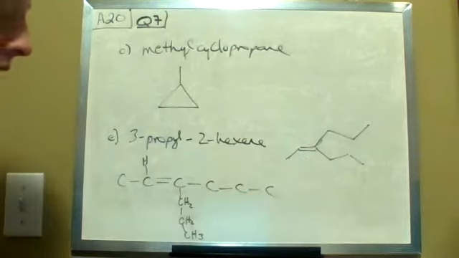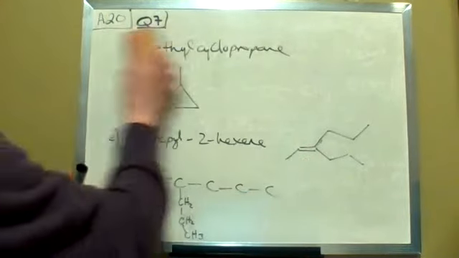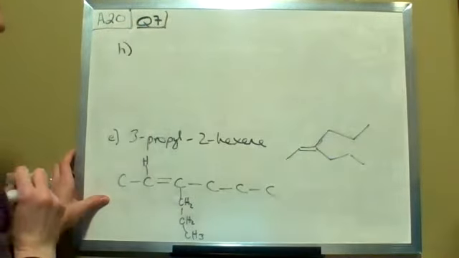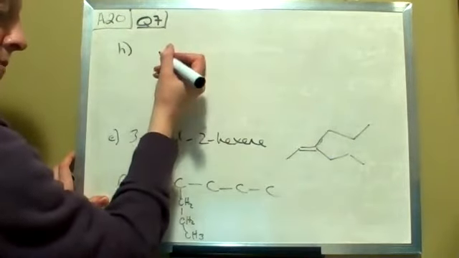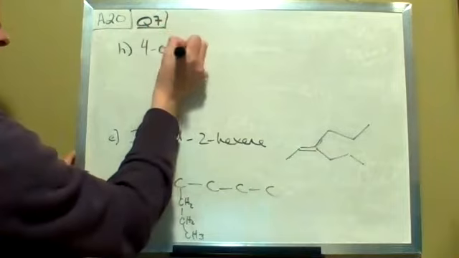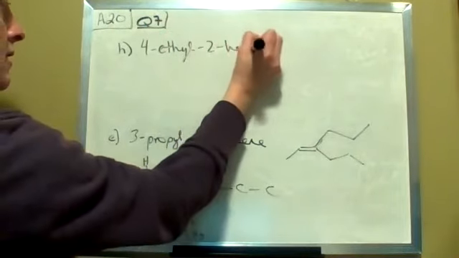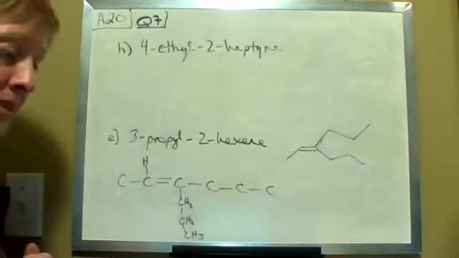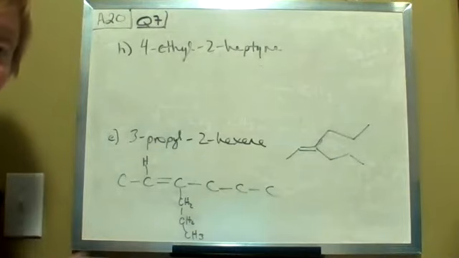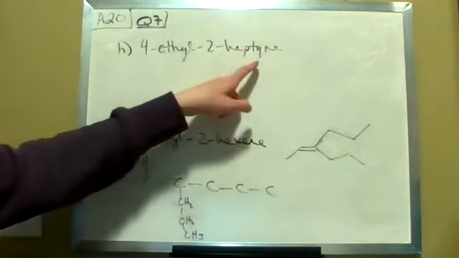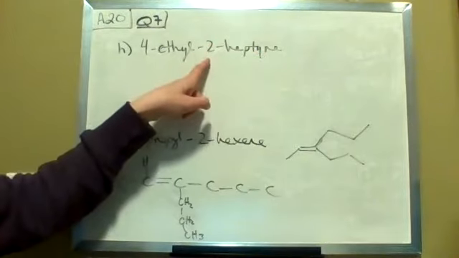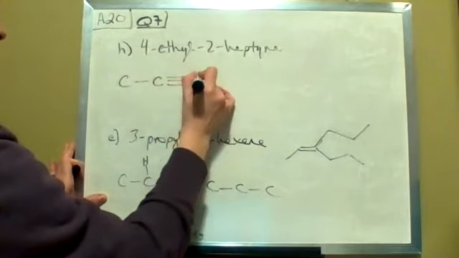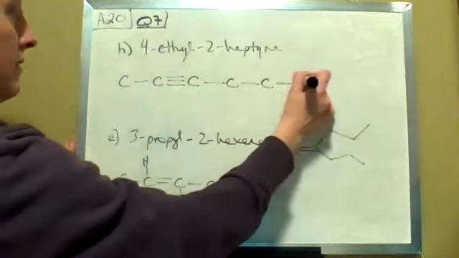And the last one I want to do is H. Okay. So H is 4-ethyl-2-heptyne. So ine is telling us we have a triple bond somewhere in there. Hept is telling us we have 7 carbons. And we know that triple bond is happening on carbon number 2. 1, 2, 3, 4, 5, 6, 7.